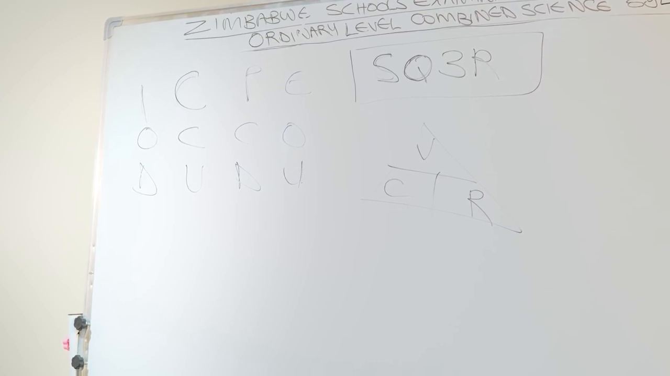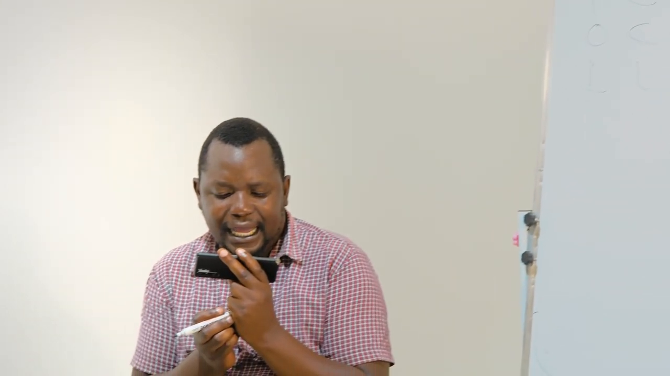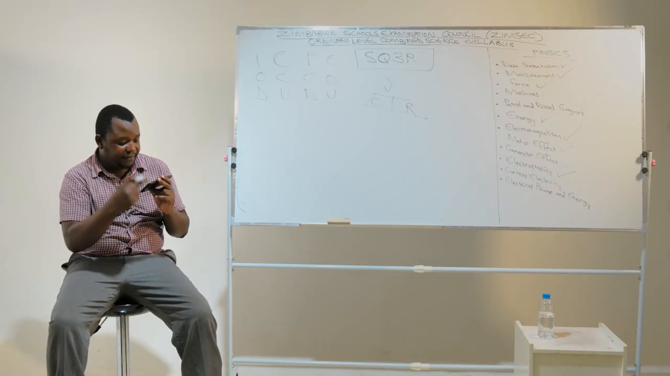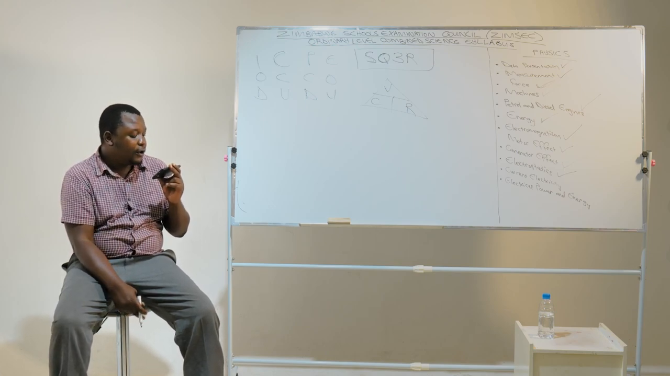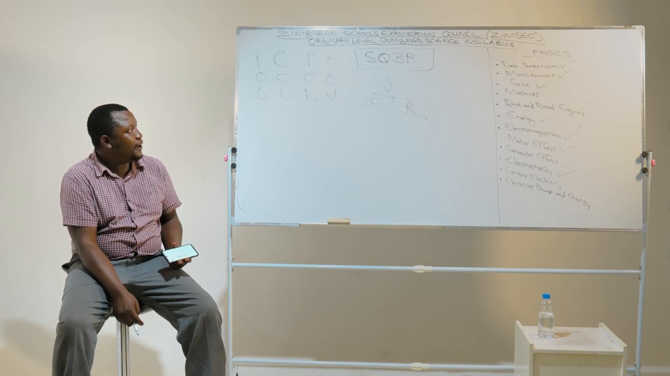So this is very, very important. And then, describe an experiment to determine the resistance. Resistance, not to say experimental, very important. State the limitations of Ohm's law. State the factors that affect the resistance.